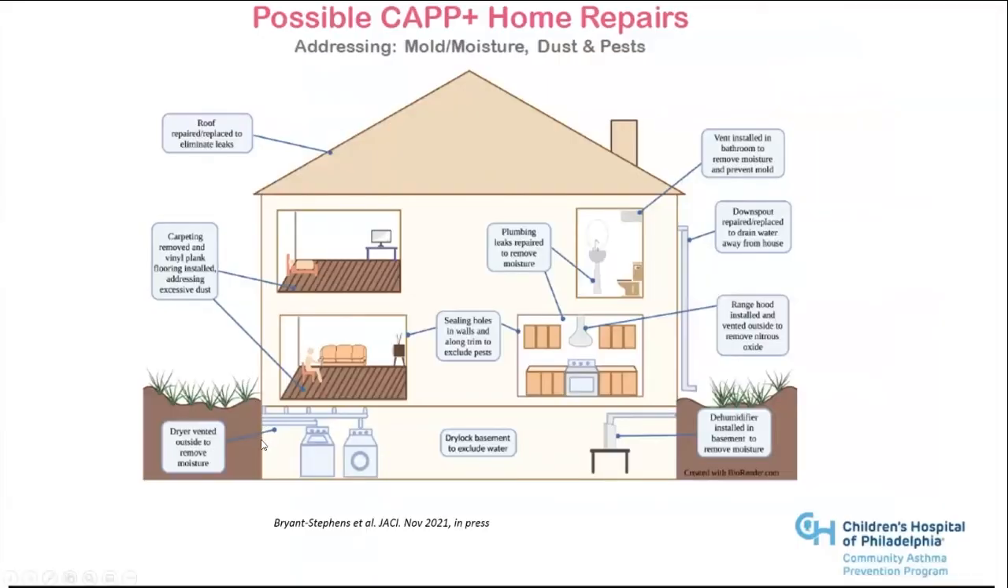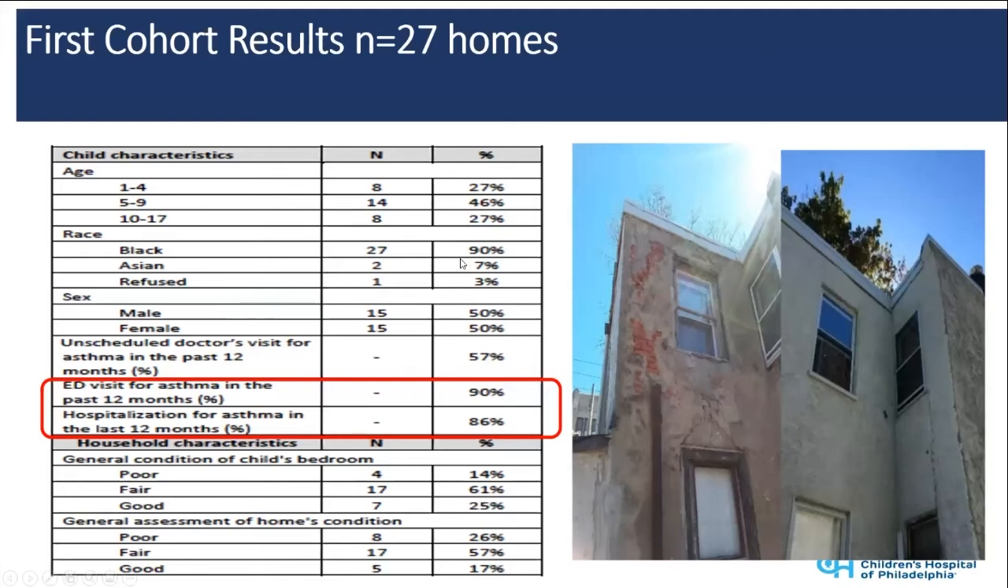So here's a model for the possible structural repairs we could do: sealing holes, plumbing leaks, ventilation, restoring downspouts, installing range hoods, dehumidifiers, carpeting removed, and roof replacement. So this is our first 27 homes, and you can see that most of them had hospitalizations in the past year. And over here you can see the exterior before and after. All these holes obviously let moisture and pests in, so those are triggers, and now we're trying to eliminate them from the home.